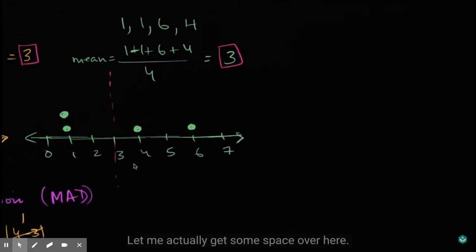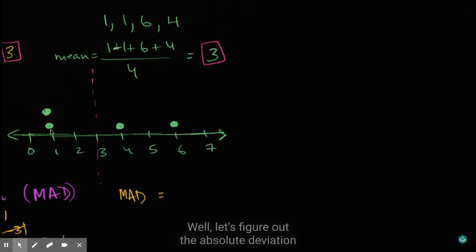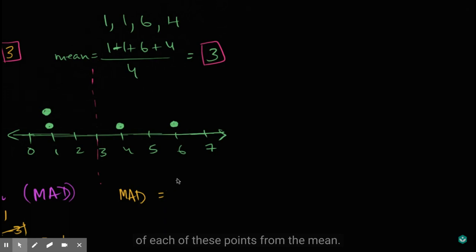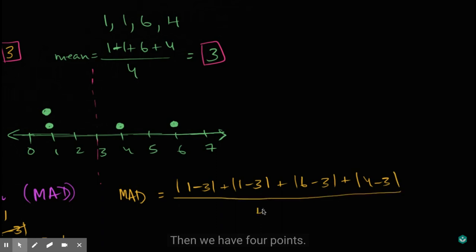Let me actually get some space over here. At any point, if you get inspired, I encourage you to calculate the mean absolute deviation on your own. So let's calculate it. So the mean absolute deviation here, I'll write MAD, is going to be equal to, well, let's figure out the absolute deviation of each of these points from the mean. So it's the absolute value of 1 minus 3, that's this first one, plus the absolute deviation, so 1 minus 3, that's the second one, and then plus the absolute value of 6 minus 3, that's the 6, and then we have the 4, plus the absolute value of 4 minus 3, and then we have 4 points.